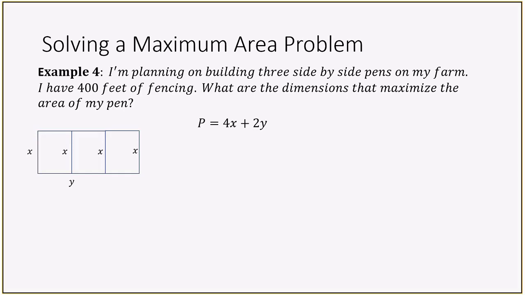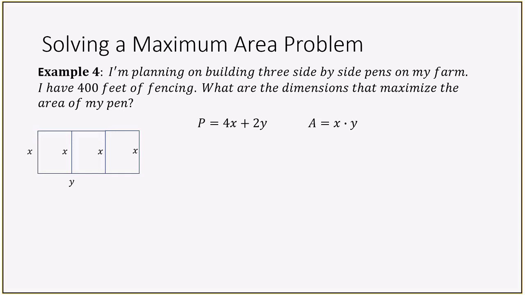And now I also know my area, which is length times width, or in this case, x times y. That'll get me the total area of my big pen, which has 3 side-by-side pens. So area is equal to x times y. Now, I have 2 equations and 2 variables. Anytime this happens, it's bad. So what we try to do is make it so that we only have 1 equation with 1 variable, and then that's usually solvable.